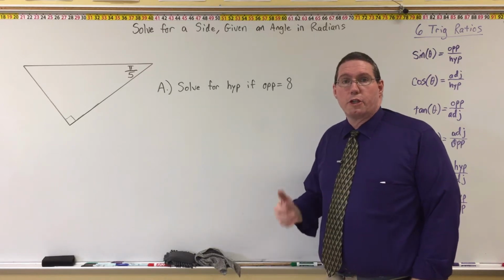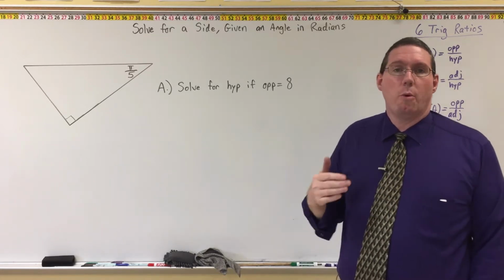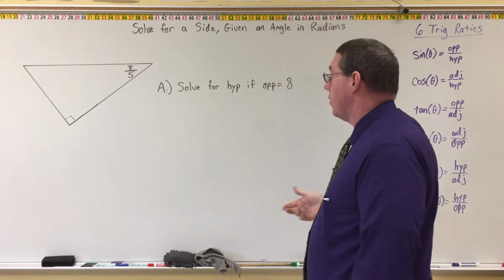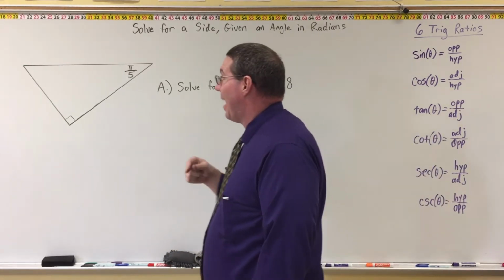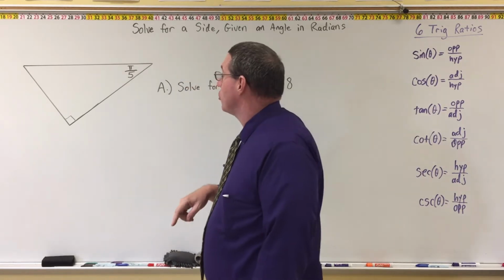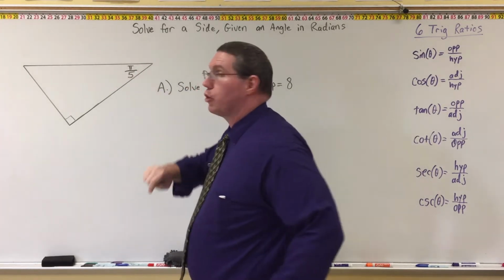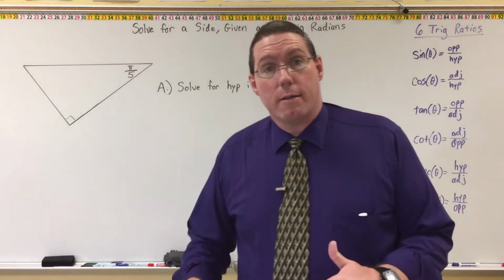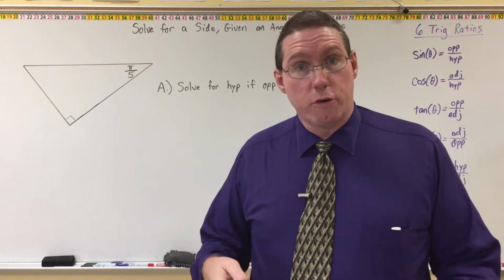All right, so the last thing that I want to show you is how to do exactly what we just did, where you solve for a side when you're given another side and an angle measure. Only this time, instead of being given the angle measure in degrees, you're being given the angle measure in radians. Now remember, radians can be converted into degrees.